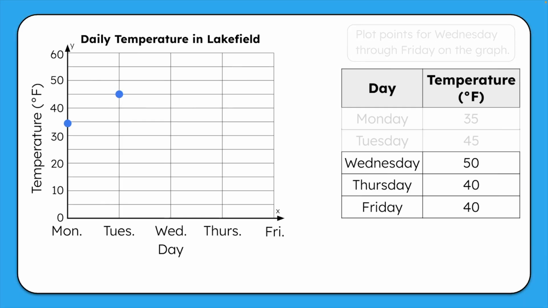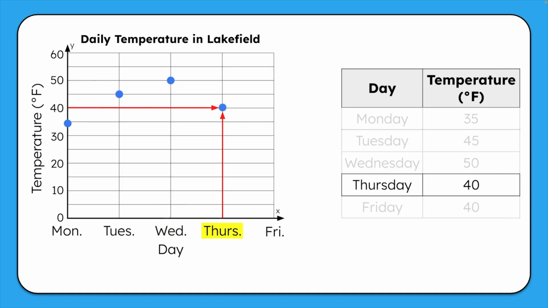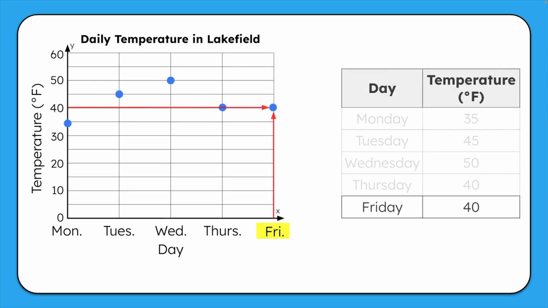Check your work. First, find Wednesday and graph a point where the grid line meets 50 degrees on the y-axis. For Thursday, go up to 40 degrees and graph your point. Friday is the same, another point at 40 degrees.